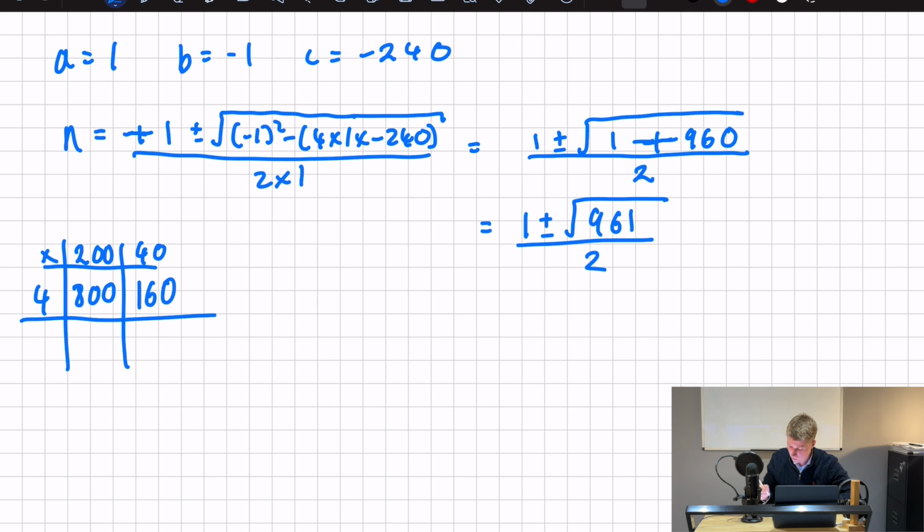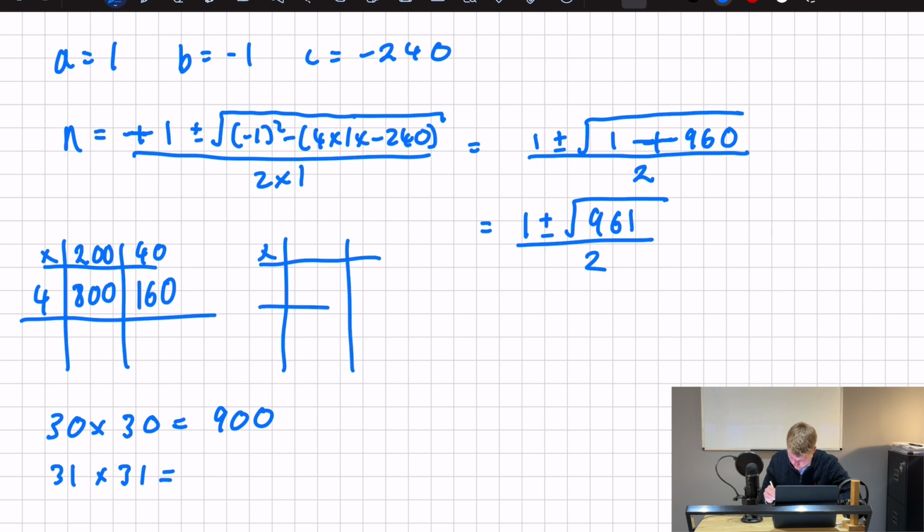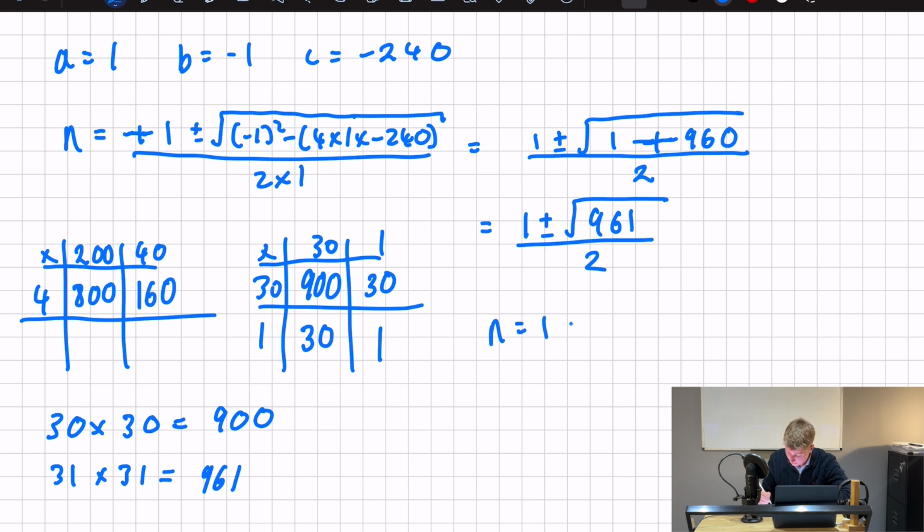Now we need to work out what the square root of 961 is. We know that 30 times 30 is equal to 900. So let's try 31 times 31, as 961 is greater than 900. So if we do the grid method again, to do 31 times 31, 30 times 30 is 900, 30 times 1 is 30, 30, and then 1 times 1 is 1. So we get 961. Therefore, n is equal to 1 plus or minus 31 over 2.